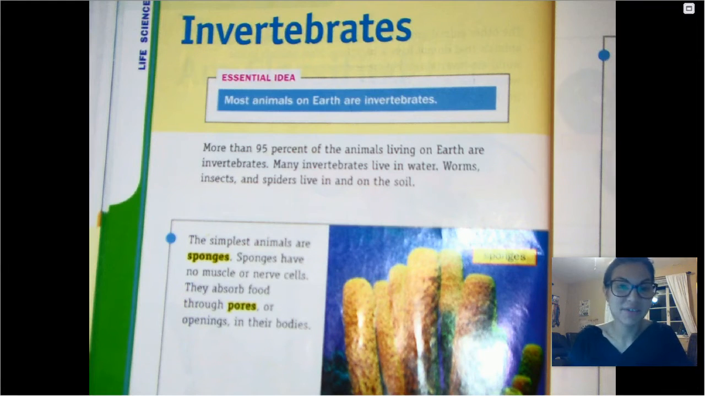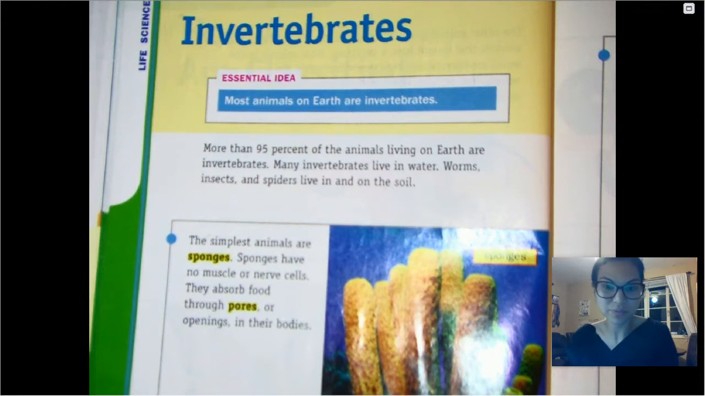Our essential idea for this week is that most animals on Earth are invertebrates. So more than 95% of animals living on Earth are invertebrates. Many invertebrates live in water. Worms, insects, and spiders live on land and in the soil. So most of the animals that exist and live on Earth are invertebrates. They're just typically a lot smaller, not quite as big as our vertebrate friends, okay?